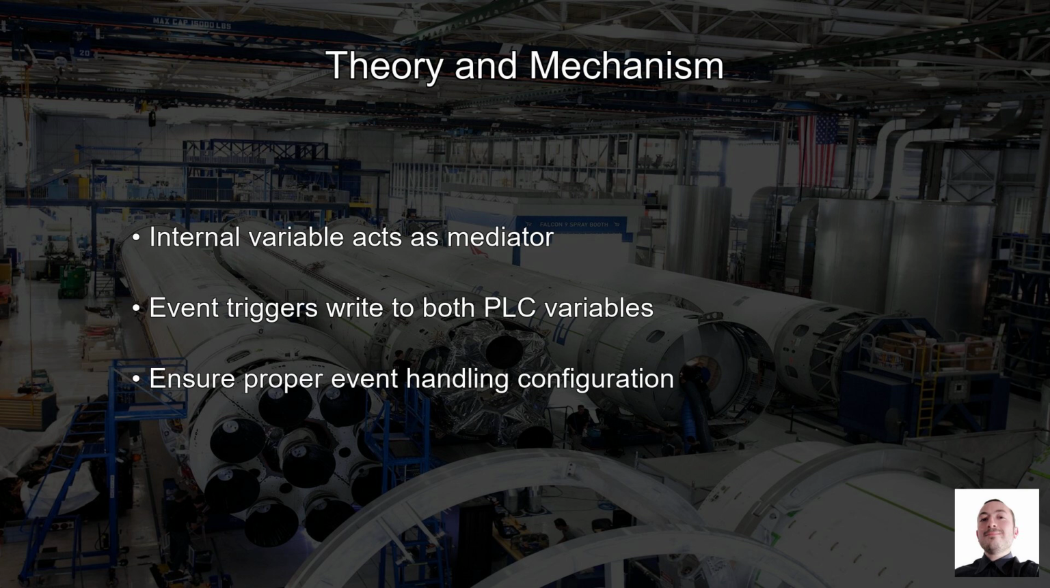the same value. This is done by using an internal variable within the HMI that acts as a mediator. When this internal variable changes, it triggers an event that writes the new value to both PLC variables. The key is to set up this internal variable correctly and ensure that the event handling is properly configured. This way, any change in one PLC's variable will be mirrored in the other, maintaining synchronization.